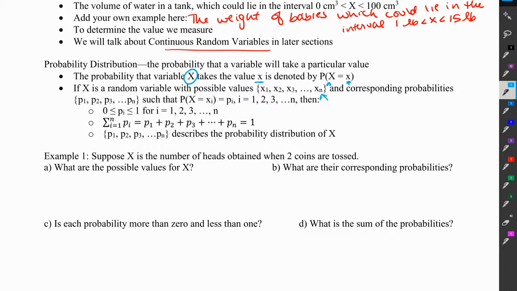The probabilities are p1, p2, p3, all the way up to pn. So p1 corresponds with the probability of x1, which would be 0 goals. p2 corresponds with the probability of x2, which would be 1 goal, and so on and so forth. From there, what we would say is the probability of capital X equals lowercase x. So the probability that the number of goals equals 1, okay? And then i stands for 1, 2, 3, 4, up to n. So that would be like 0 goals, 1 goal, 2 goals, 3 goals. Like 1 is the first instance, not necessarily the value 1.